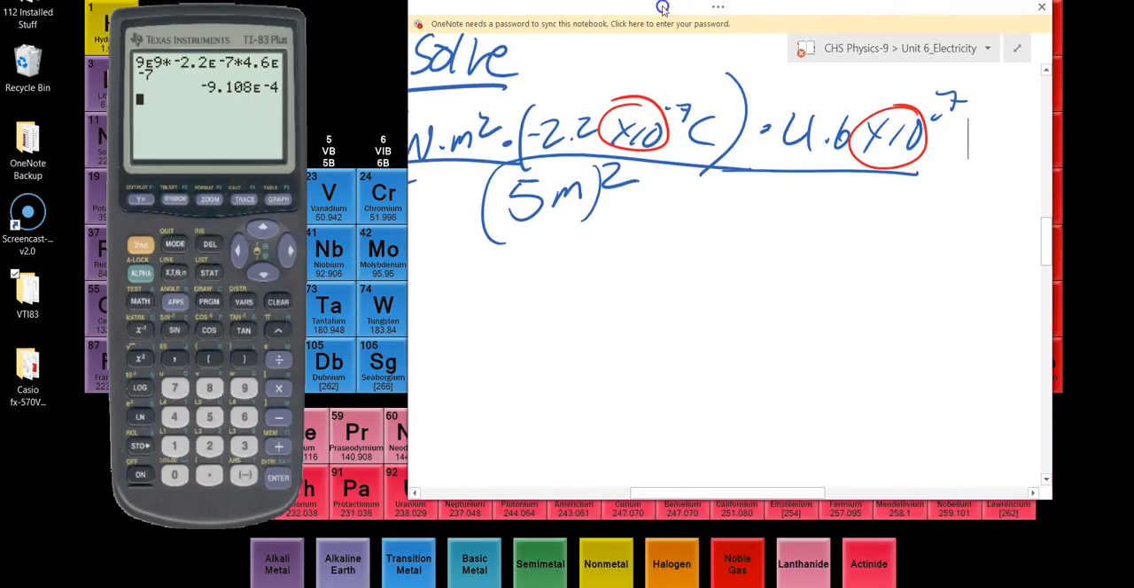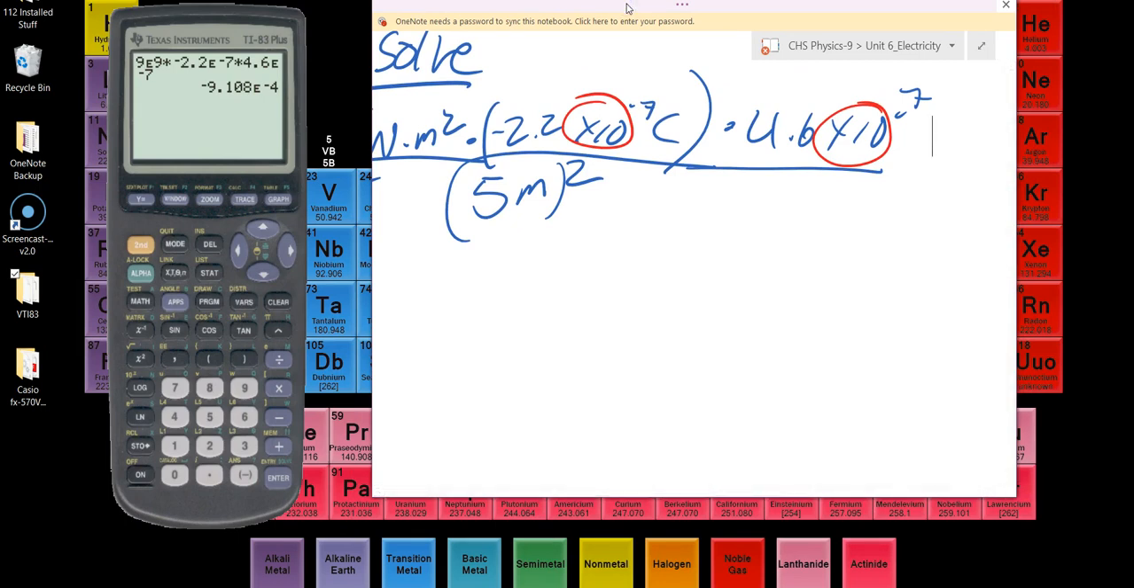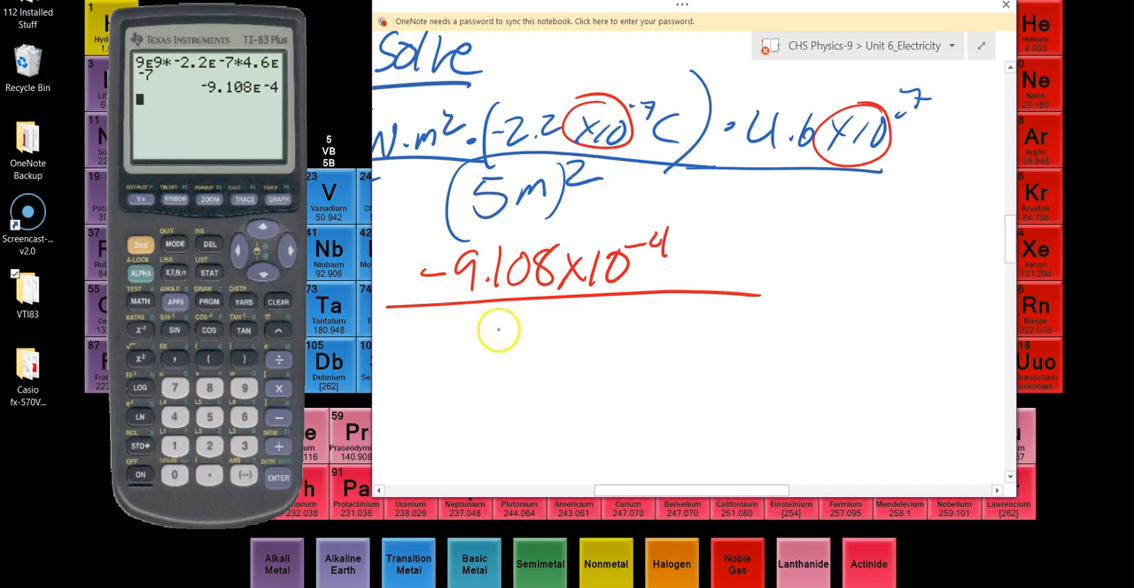And I get negative, go ahead and do this. I get negative 9.108, and then the E is the same thing as doing times 10 to the power of negative 4, and then that's going to be over 5 squared. I don't need to type that in. That's 25. Okay, so now I'm going to type this in my calculator again, or I could just use this and then do divided by 25.